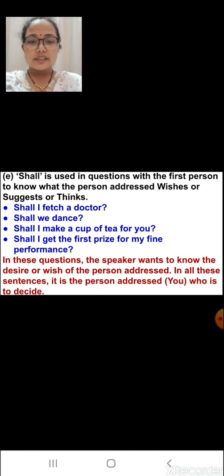In these sentences, the speaker wants to know the desire or wish of the person addressed. In all these sentences, it is the person addressed, you, who is to decide.